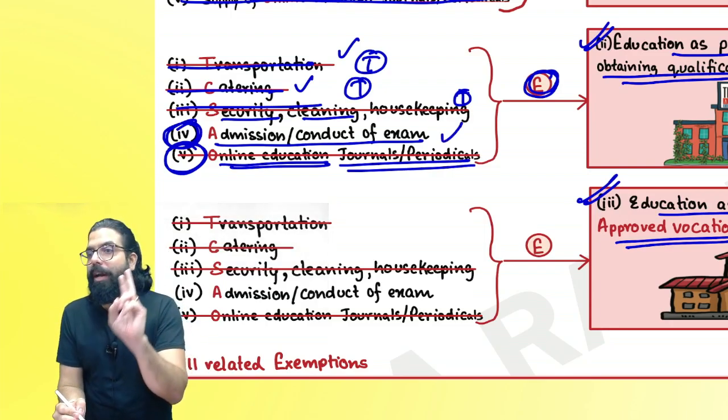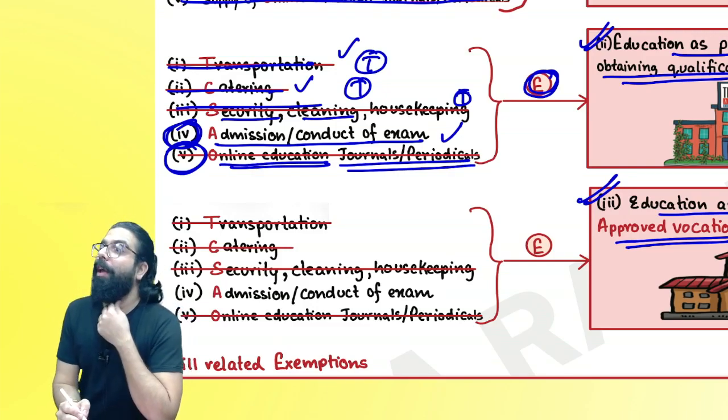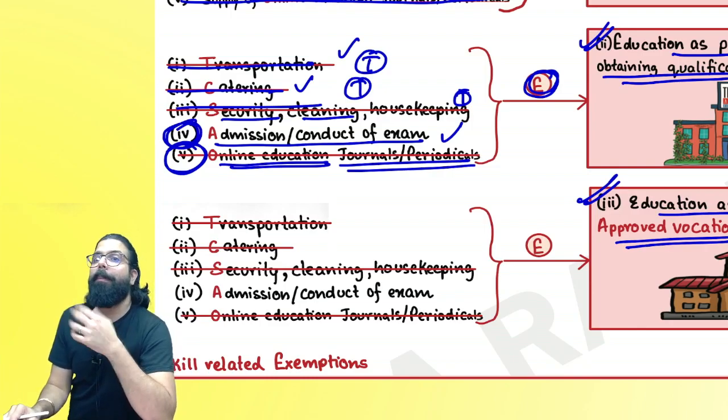Admission related service or conduct of exam related service. College is going ahead and doing admission or examination. For examination, it is taking some paper printing, etc.